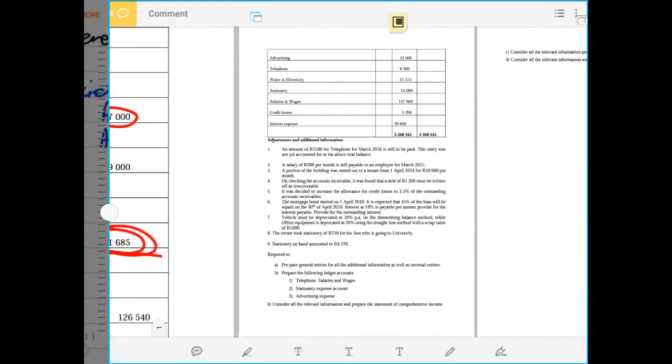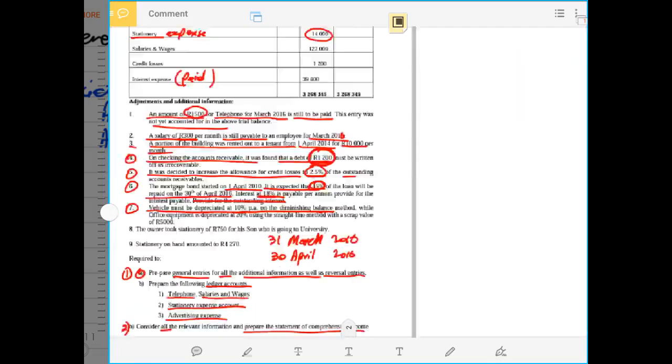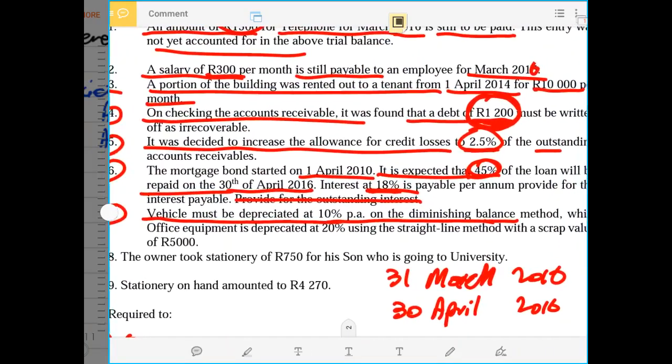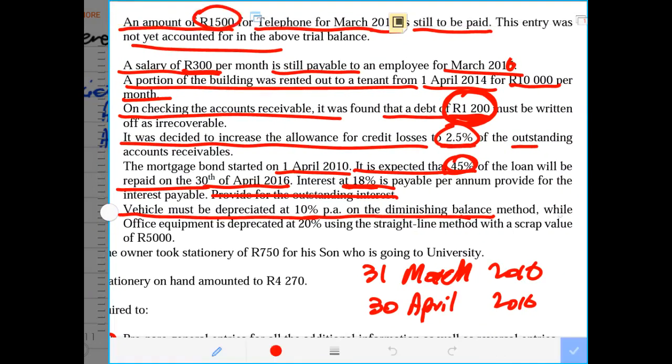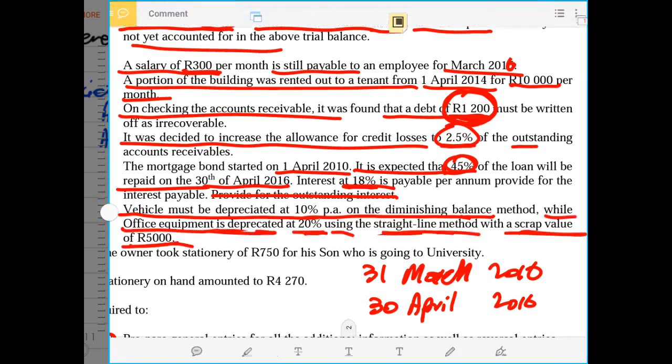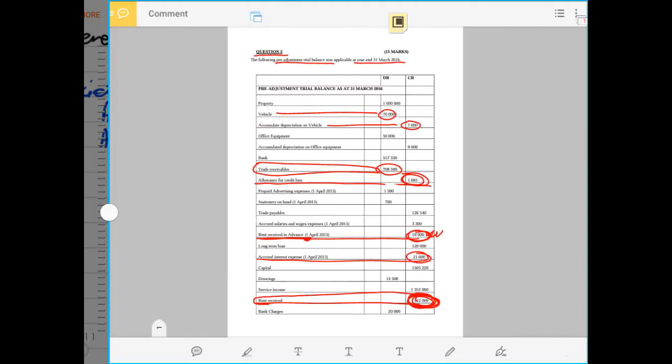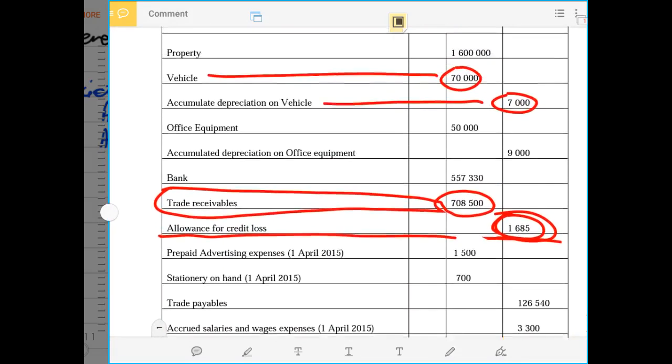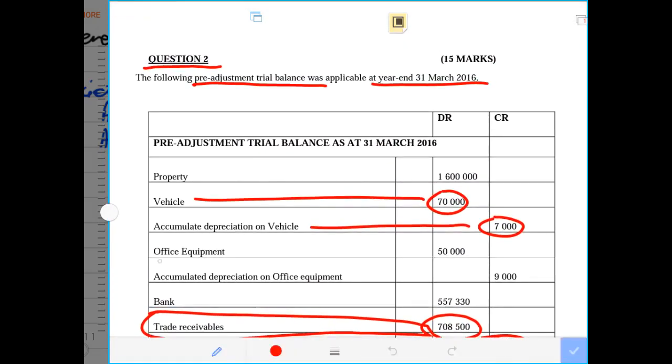The next adjustment is the calculation of depreciation for office equipment. It says now, while office equipment is depreciated at 20% using straight line method with a scrap value of 5,000. Take note of the scrap value. That means now when we calculate our depreciation for our office equipment on a straight line, we need to say cost less scrap value or cost less residual value. Here is our office equipment, and it is 50,000 rands.